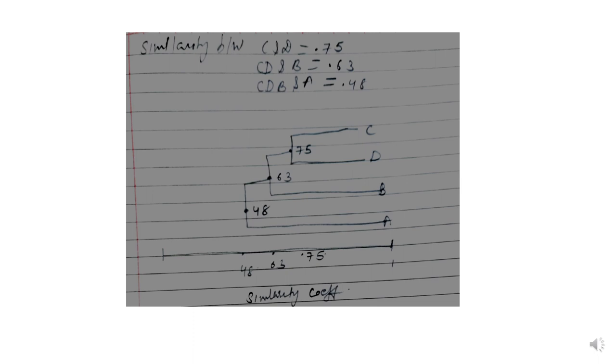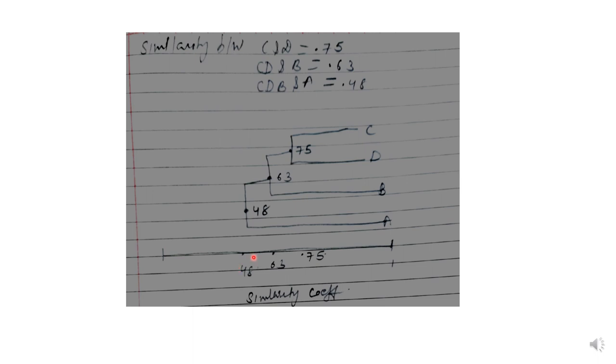So from the matrices we have concluded that the similarity coefficient between C and D is 0.75, then CD and B is 0.63, and CDB and A is 0.48. So this is how they are represented in a dendrogram like this. So C and D are 0.75, or that is 75% similar. Then CD has a similarity coefficient with B at 0.63. So we have put 0.63 at the node here, and A is 0.48.